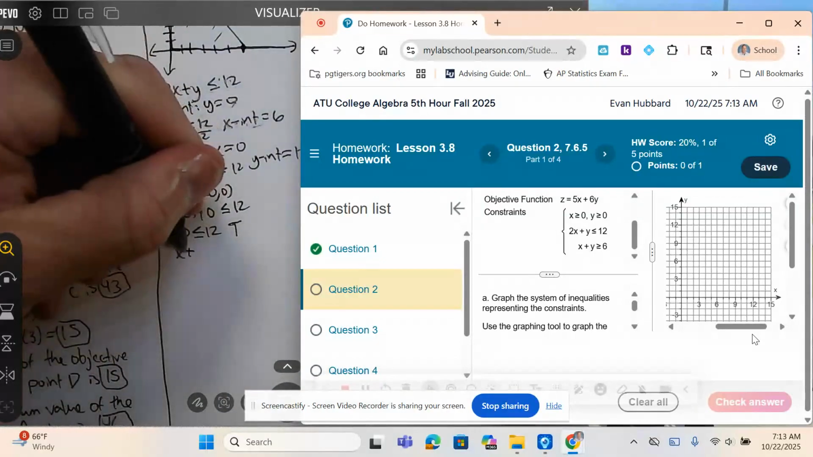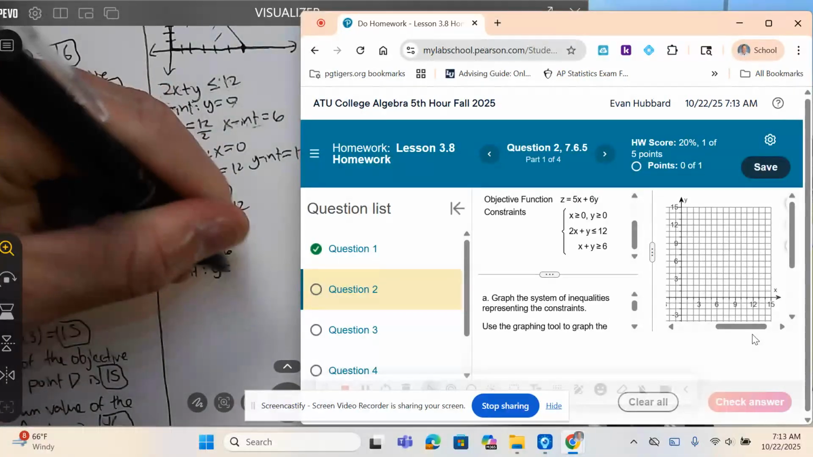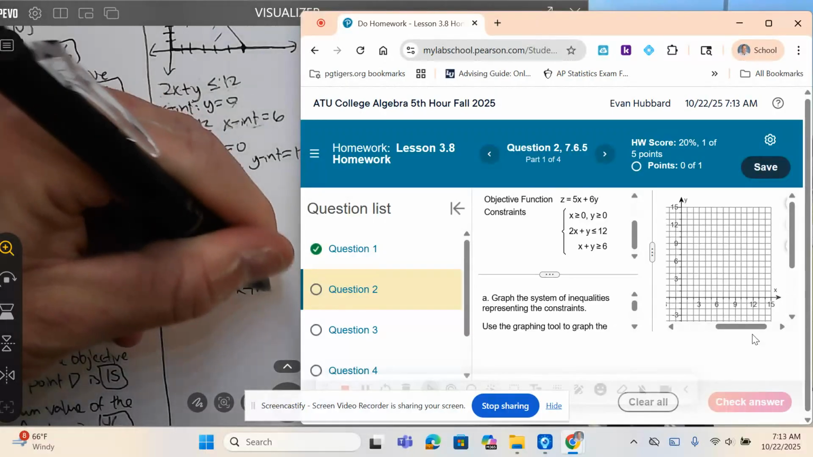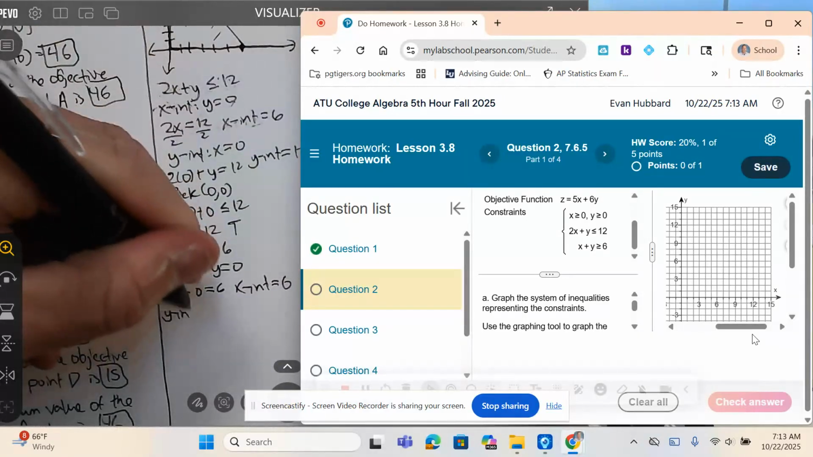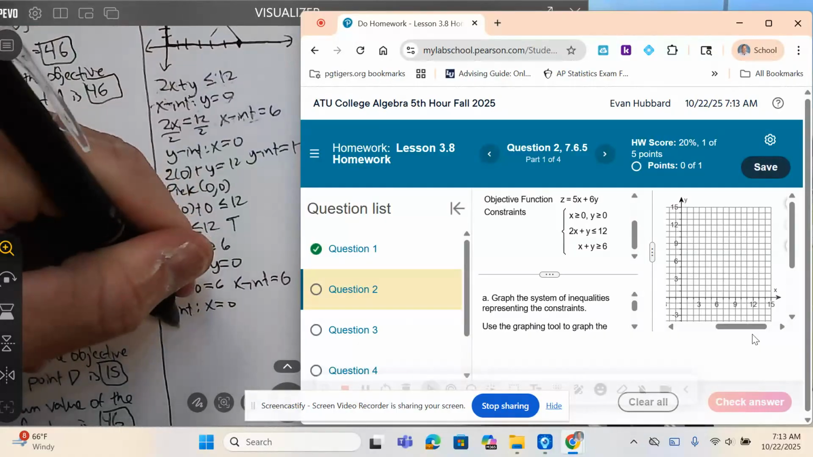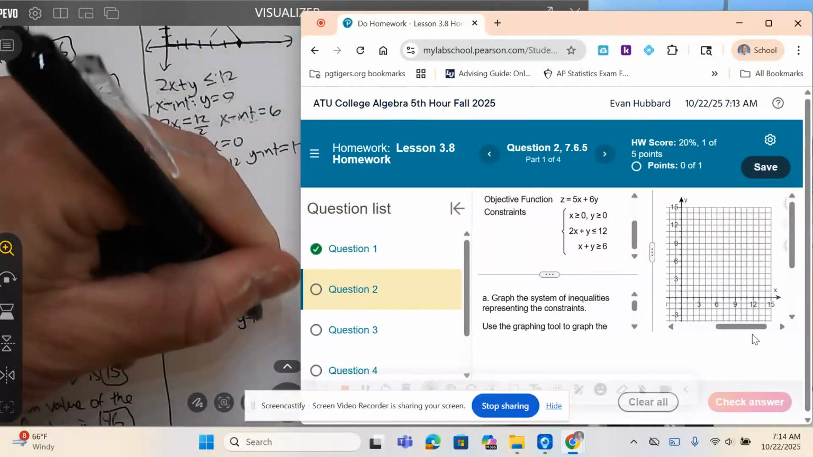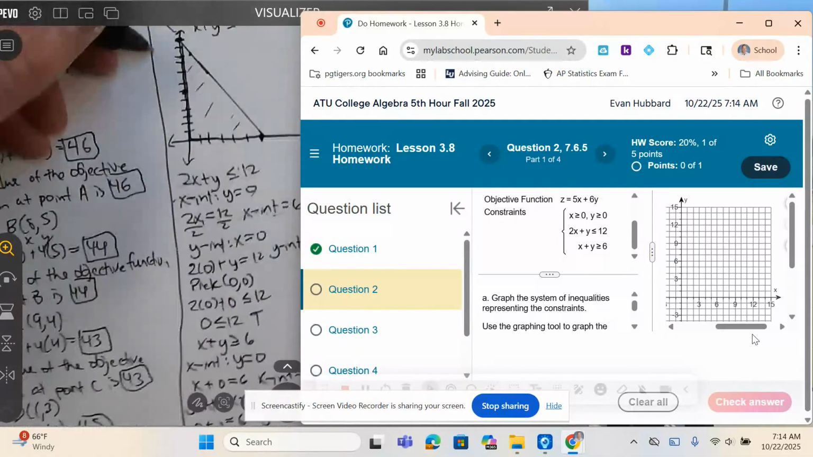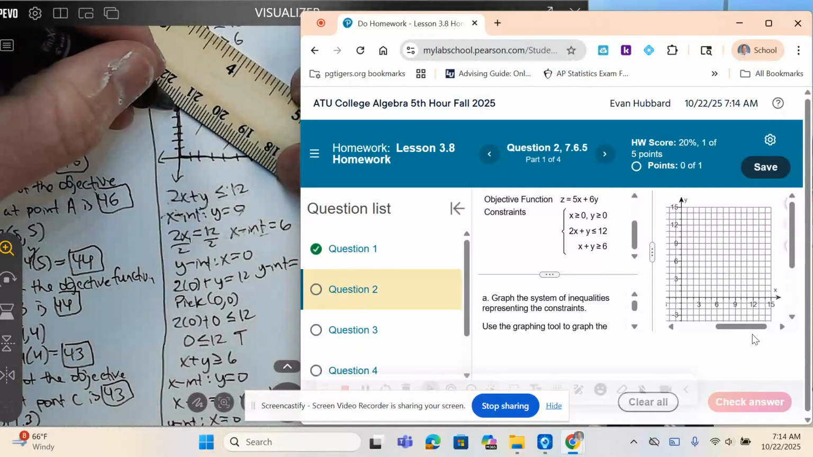So x plus y is greater than or equal to 6. On the x-intercept, make y equal 0. So x plus 0 equals 6. The x-intercept is 6. To find the y-intercept, make x equal 0. So 0 plus y equals 6. The y-intercept is equal to 6. So 3, 4, 5, 6. Okay, and so this would go right here. Okay, and they're all solid.